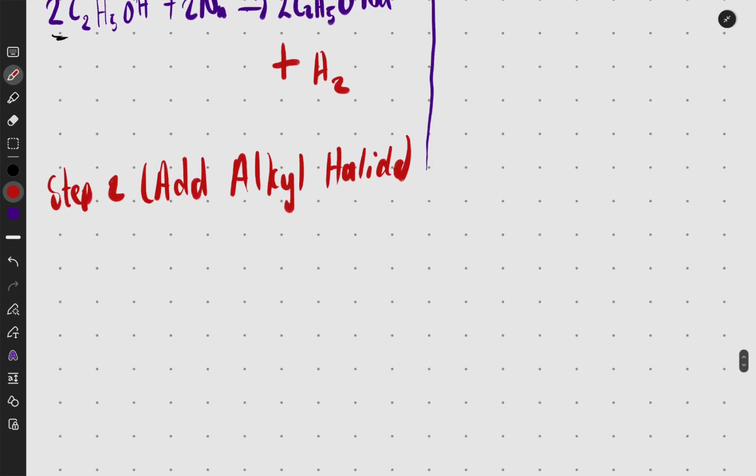Because we know what's going to happen, I'm just going to have my 2 C2H5 O minus Na plus. Then what am I going to get? This is just an example. I'm going to add an alkyl halide, just like to say I'll add a CH3Cl, okay?